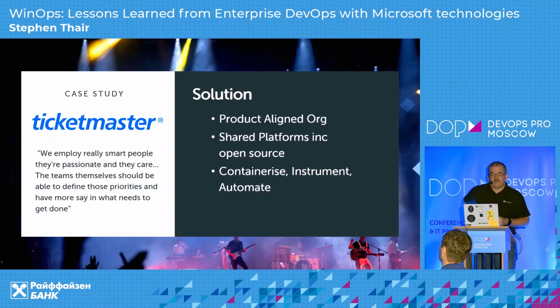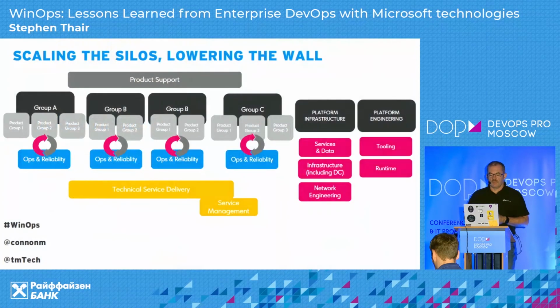So, what they did was they went to a very product-aligned organization, again, very similar to that diagram. They created a whole bunch of shared platforms, and they went on a very methodical process of containerizing their applications, instrumenting them so that they could see inside the applications in a lot of detail, and then automating as much of this platform as possible. So what it actually looked like was a little bit like this.